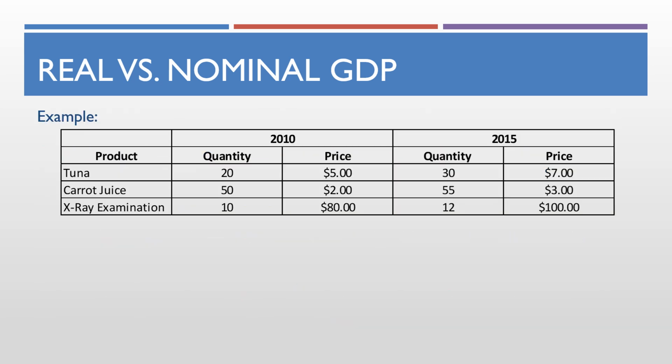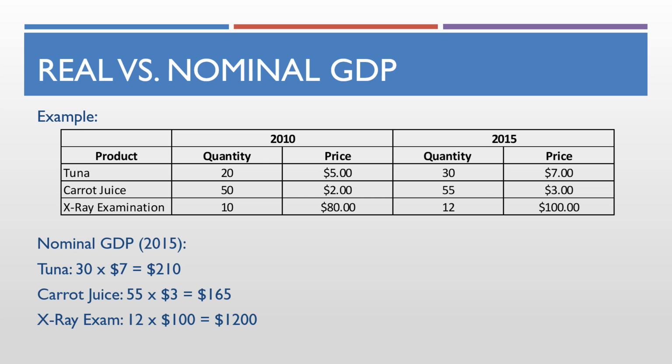All right, so let's give an example real quick. Let's suppose we have this example of three products in an economy, with 2 years of production to compare: 2010 and 2015. So we produce certain amounts of tuna, carrot juice, and X-ray examinations. And each of these has a price specific to that particular year.